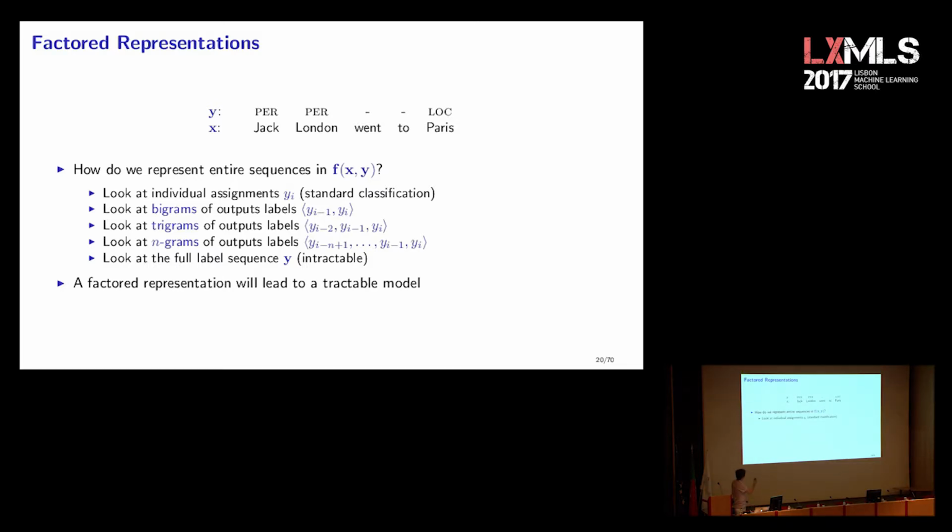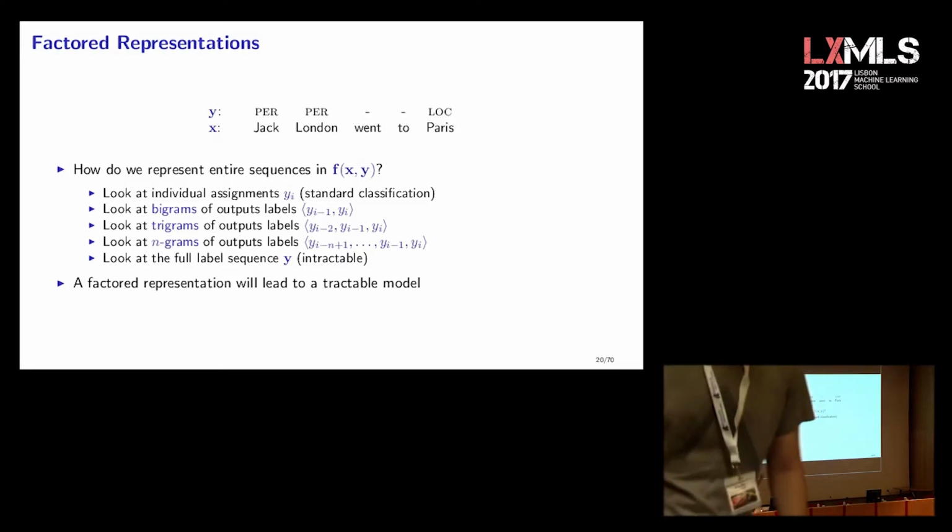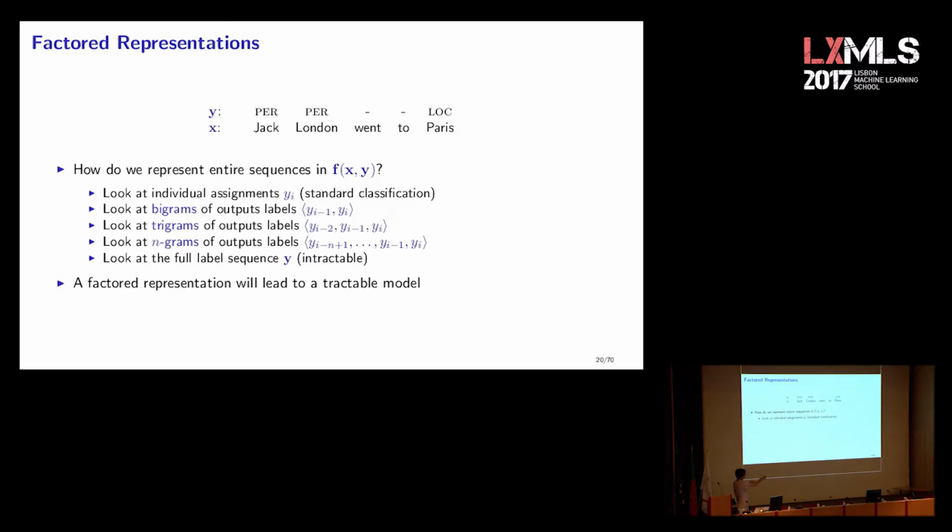The first thing we're going to think about is what do we want to represent of the output. We could look at each of the tags individually, every individual assignment at once. But that's what we just did. If we do that, we're like classifiers. I'm not telling you yet how I build this function, I'm just telling you what we want to look at. If we look at one label at a time, we already did that.